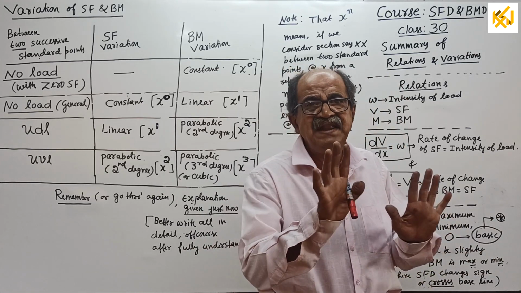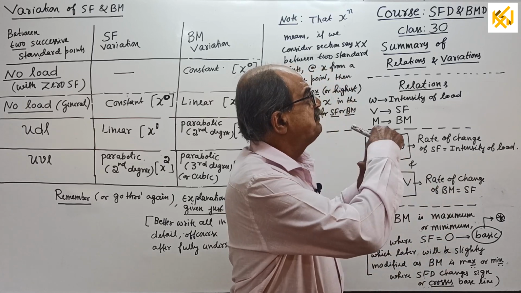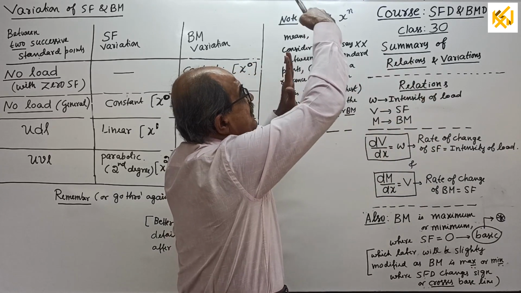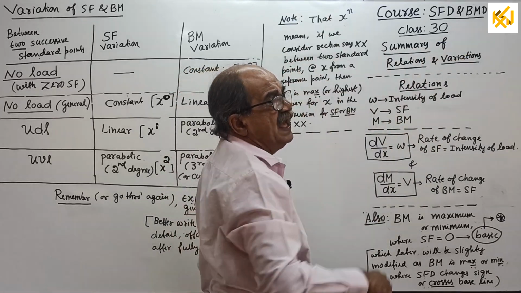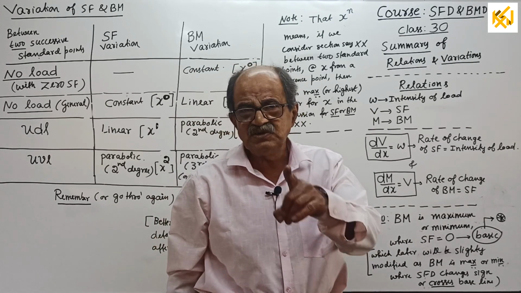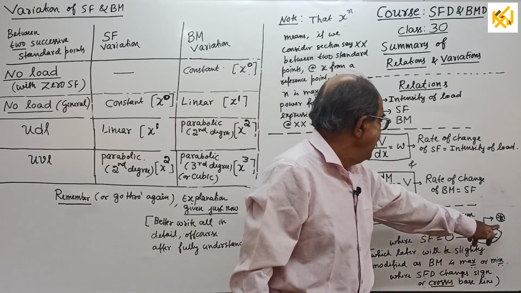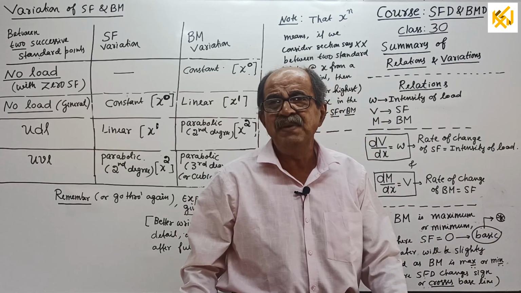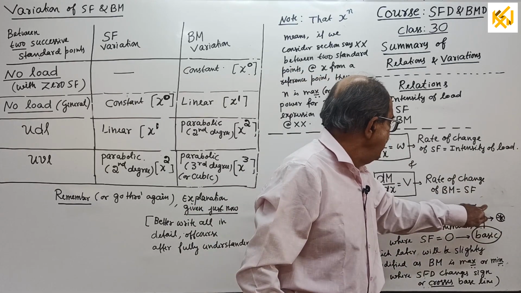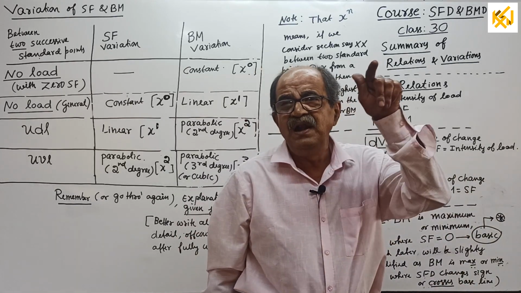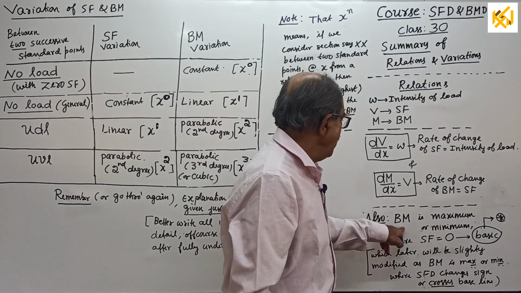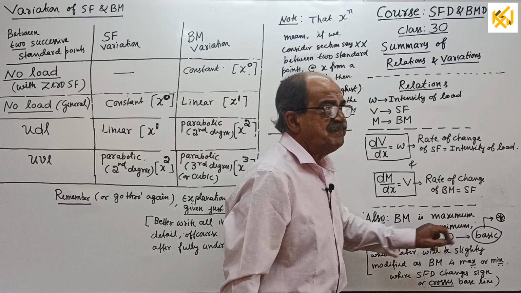For example, for a cantilever with a UDL, the SFD will come like this and the BMD will come this way. There the maximum BM will come where shear force is also maximum. It has got a reason, so I will tell later what the conditions are. For the time being, generally, when this is valid will be told later when you draw the diagram. Remember, bending moment is maximum or minimum where SF is 0.